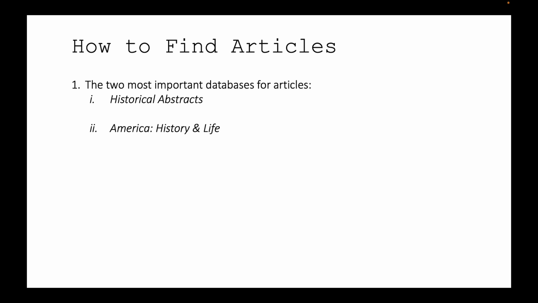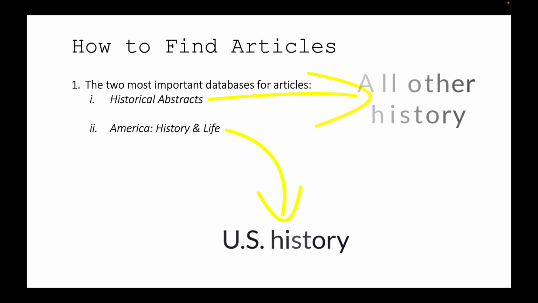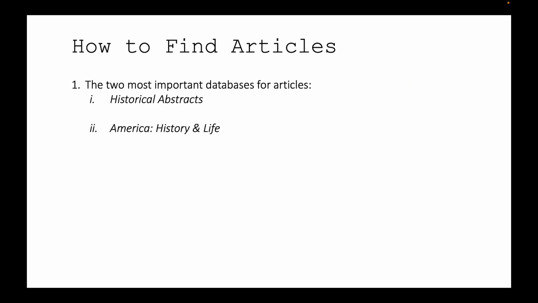Well, the way to find articles is to use databases. The two most important ones, the ones I suggest to start with, are Historical Abstracts and America, History, and Life. These two databases are essentially the same exact thing. They search through a sort of catalog or an index of articles published in major historical journals all over the world. The only difference between the two databases is that America, History, and Life focuses on journals about American history, and Historical Abstracts focuses on journals that publish on basically the history of everywhere except the United States. So the best place to start for historical articles are these two databases.